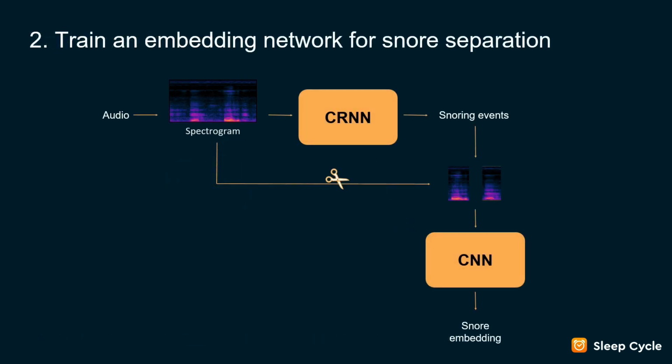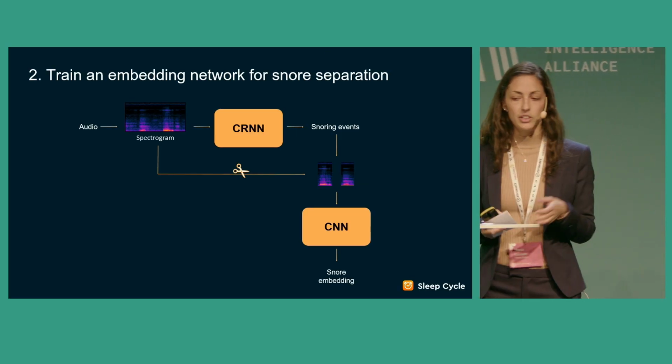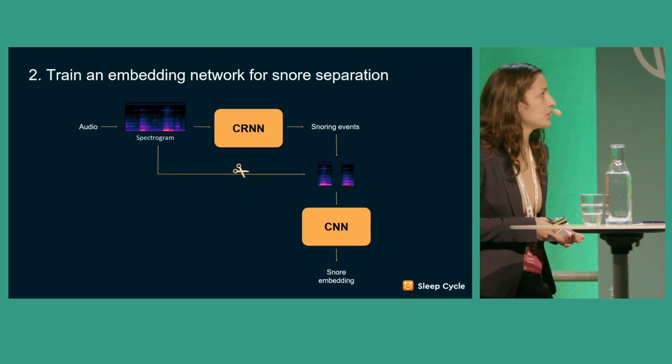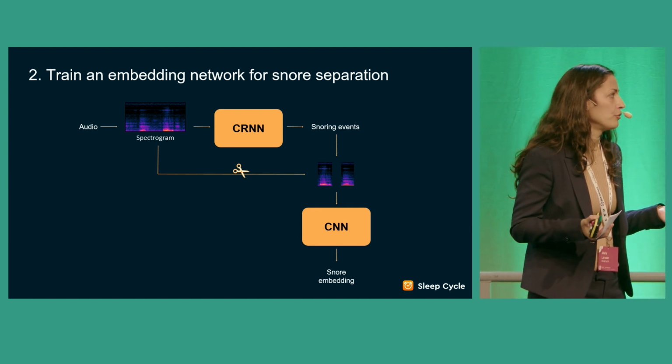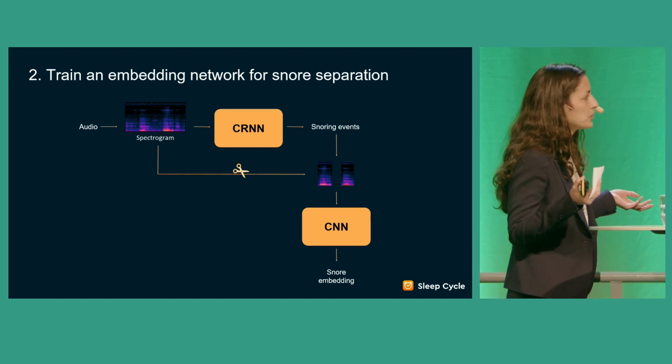So now our system looks something like this. We got our audio, we convert it to a spectrogram, we run it through our convolutional recurrent neural network, we get our snoring events, we cut out the snoring from the spectrogram, and then we train our CNN on separating different individuals. And during the training, we also know an anonymous user ID for each snore.